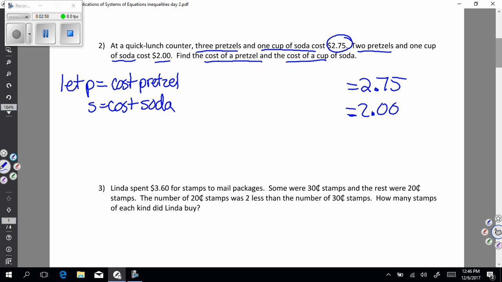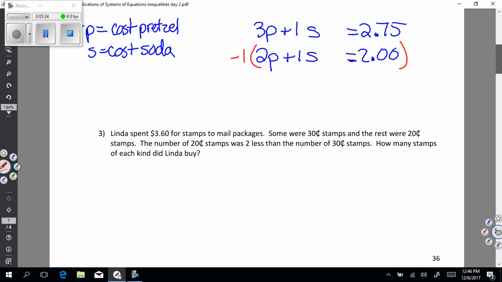So now I go back, 3 pretzels and 1 cup of soda costs $2.75, and 2 pretzels and 1 cup of soda costs $2. Again, this can be done by elimination. Maybe you want to multiply the bottom equation by -1, and on your own time, either later in the period or at home, you will solve this. Number 3.